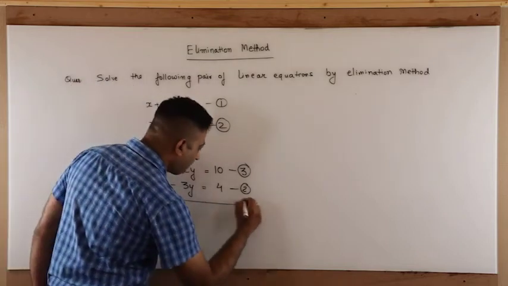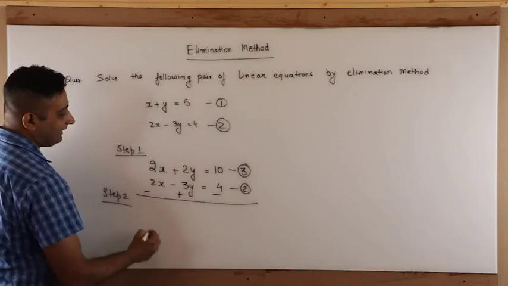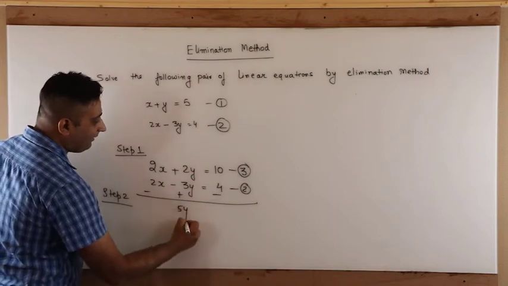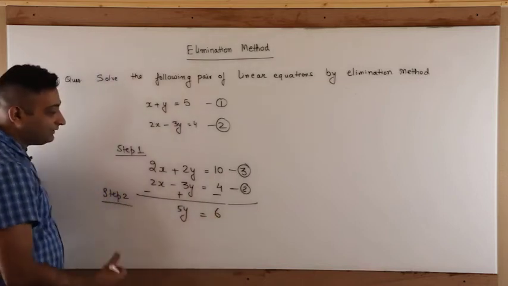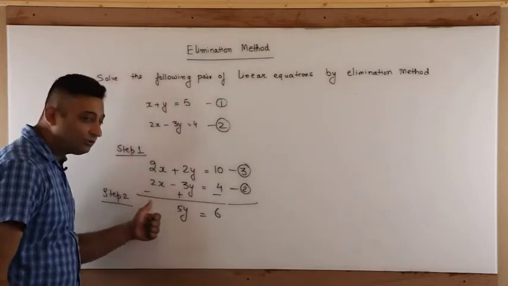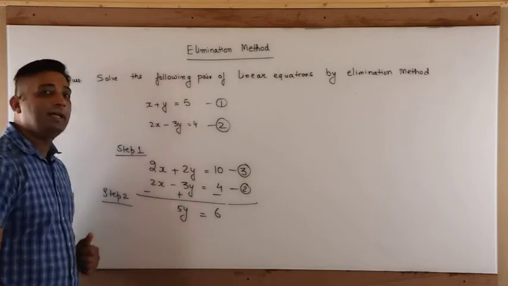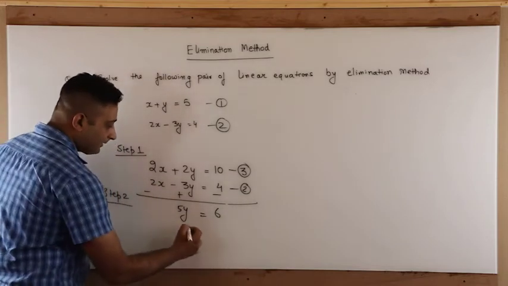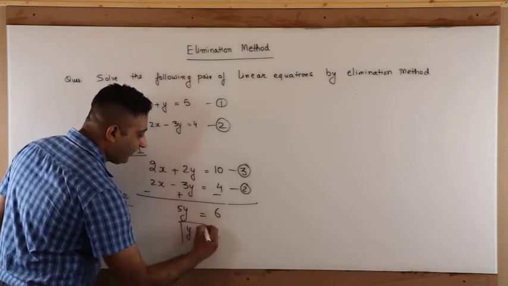Now after subtracting these two equations, what we will get? We will get 5y on the left side and 6 on the right hand side. You can see that the variable x got eliminated. That's why this method is called elimination method. So we got the value of y as 6 by 5.